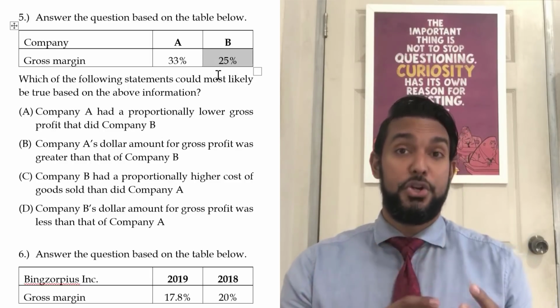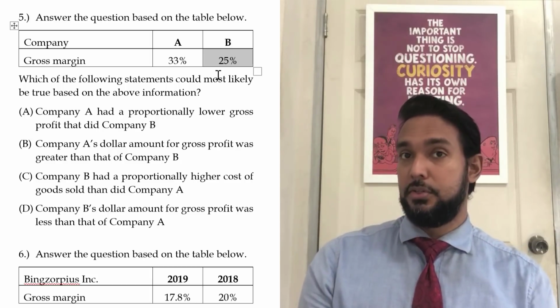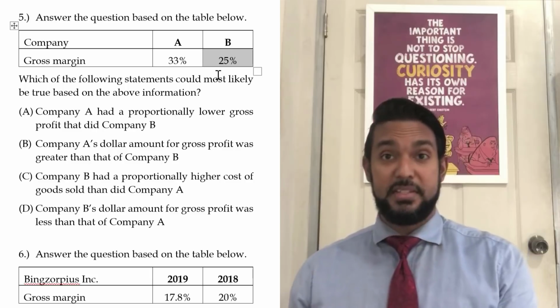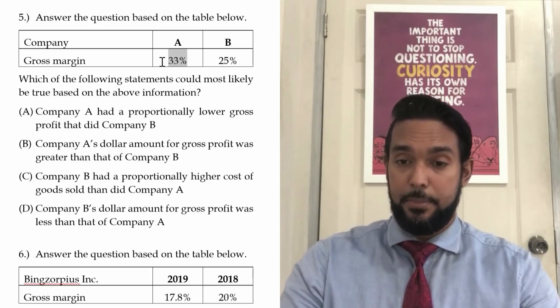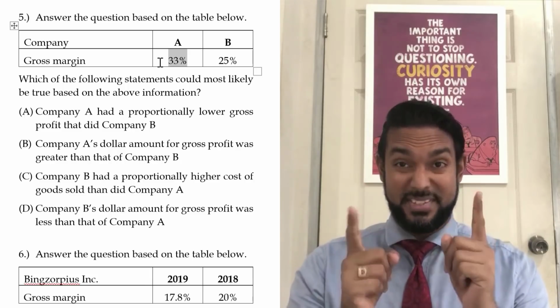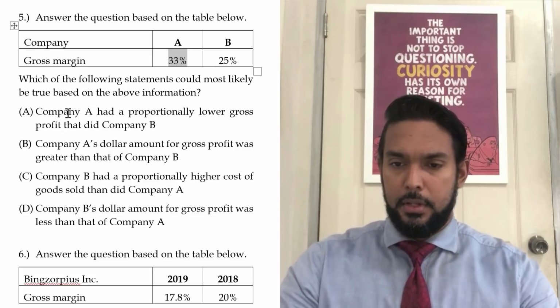It means the percentage of net sales that remains after subtracting cost of goods sold, the percentage of net sales left as gross profit, is lower for company B than for company A. That is true, the proportion, the percentage, not necessarily the dollar amount. So please be careful with that.